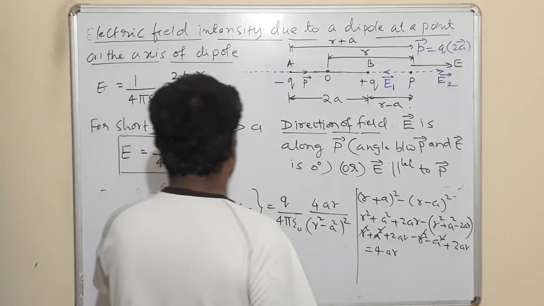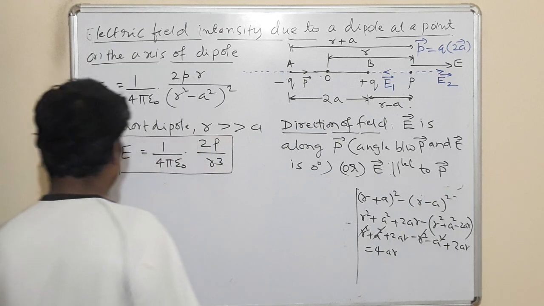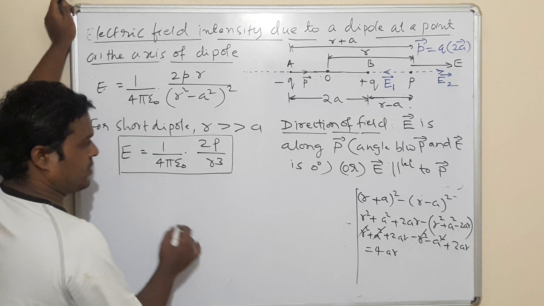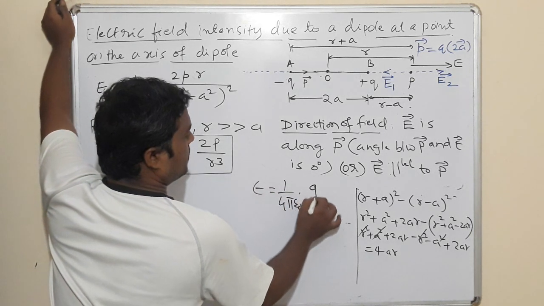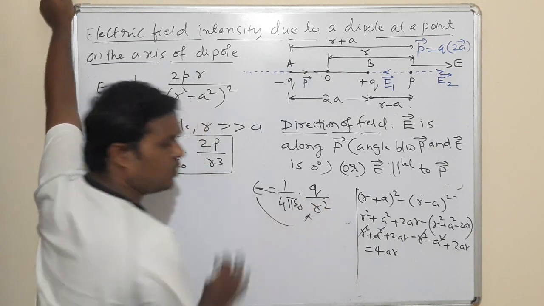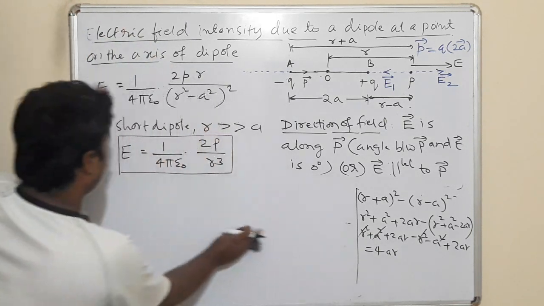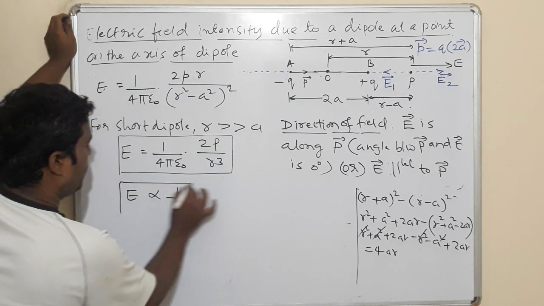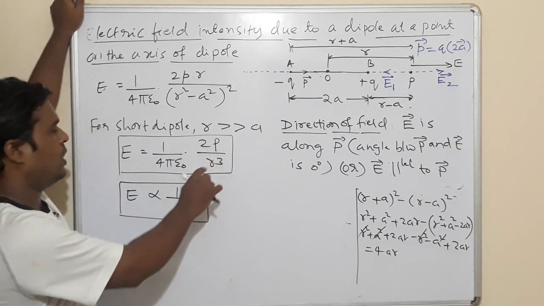Yesterday in the electric field video, when we introduced the electric field, what is electric field? Electric field due to a point charge is 1 by 4 pi epsilon naught q by r square. That means electric field is inversely proportional to r square. In case of a dipole, electric field is inversely proportional to r cube. Wherever you take the point, electric field is inversely proportional to r cube.